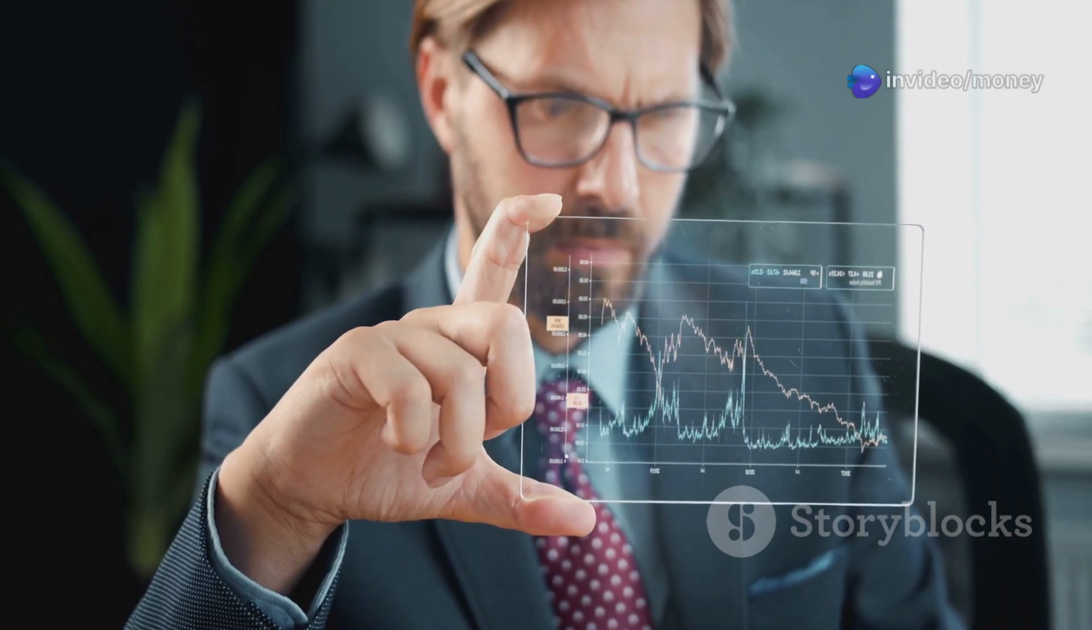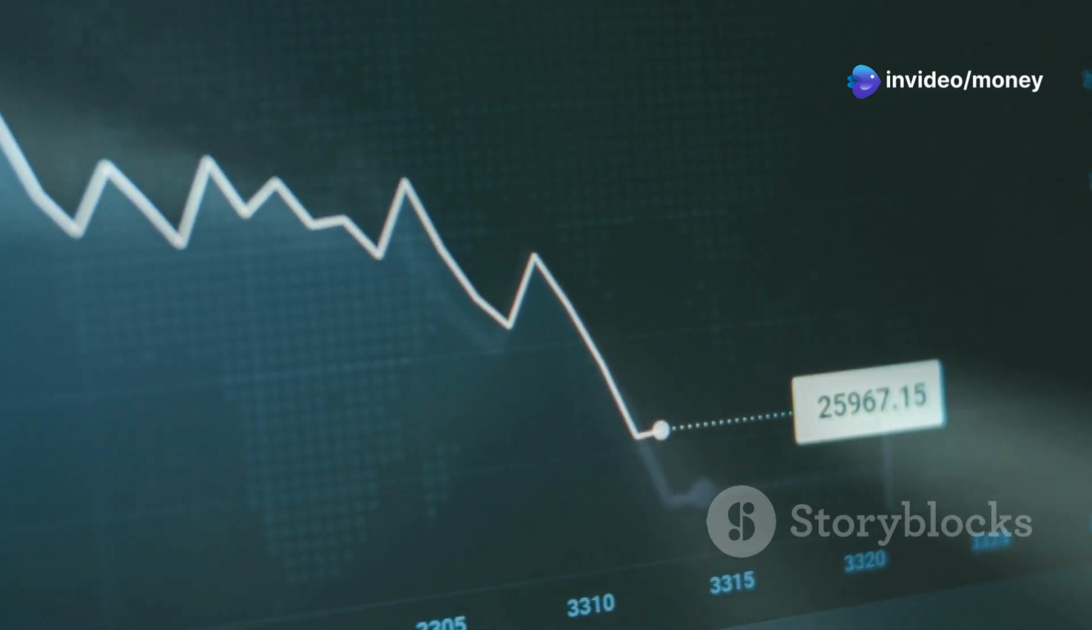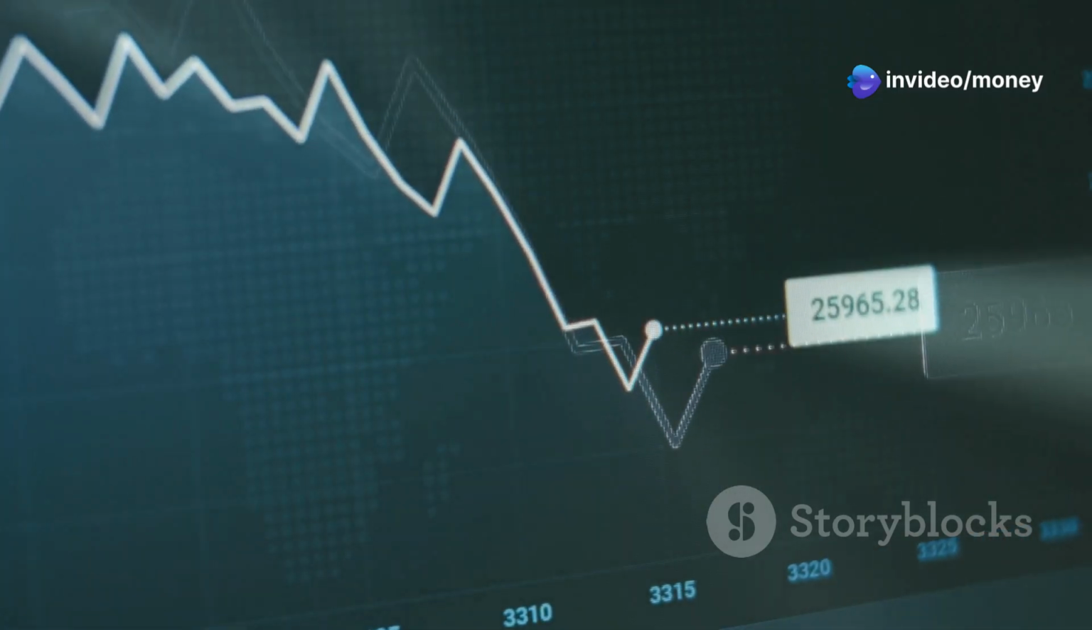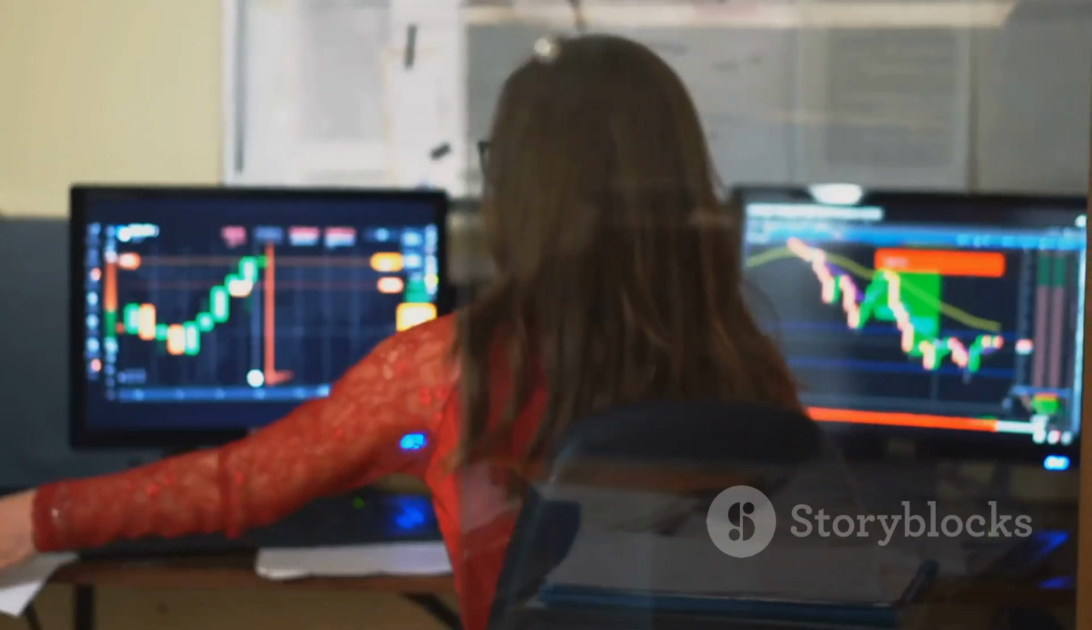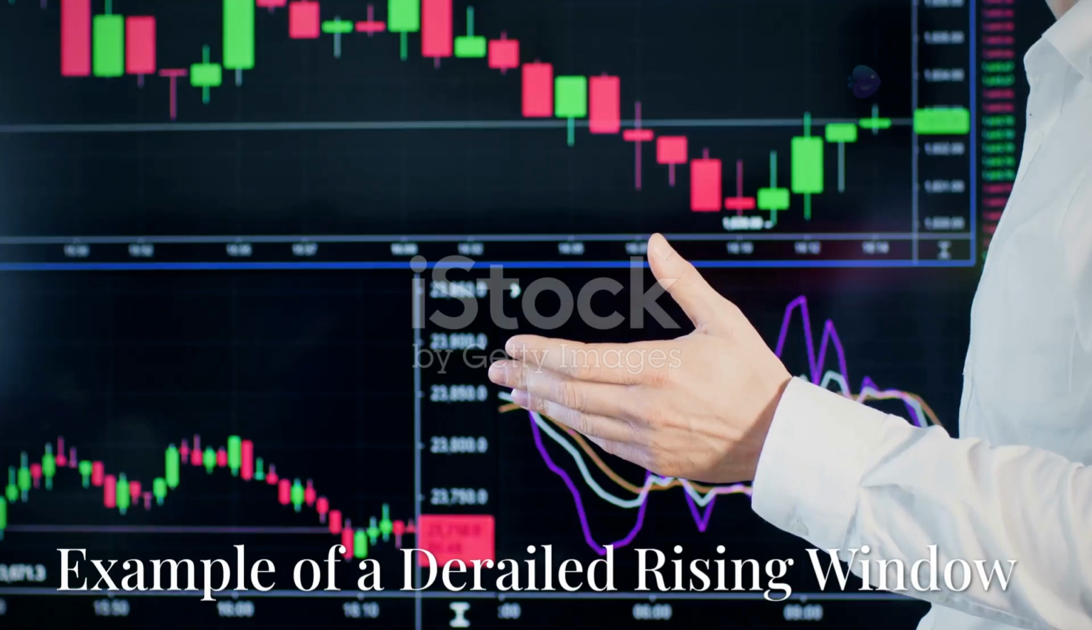Derailed windows are a warning sign for traders. They suggest that the original trend may be weakening. Traders should exercise caution when they see a derailed window. They may want to consider exiting their trades or tightening their stop-loss orders.